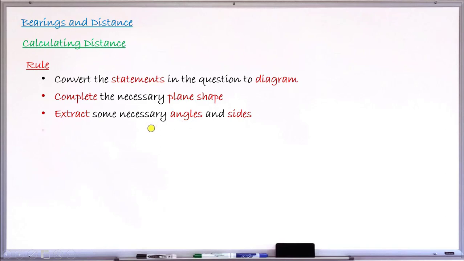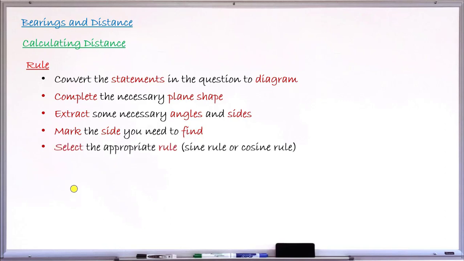When that is done, step number four says mark the side that you need to find. That is the length of one of the sides that answers your question. So you mark that very side that gives you the answer to the question. And the last, you now select the appropriate rule. The rules that we usually select are the sine rule or the cosine rule. It depends on the information you have in the diagram. These are the 5 steps that you have to follow in order to solve the bearing question successfully. So let us move on and take examples of how we can apply these 5 rules in order to answer the question.